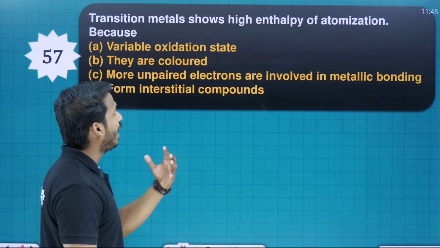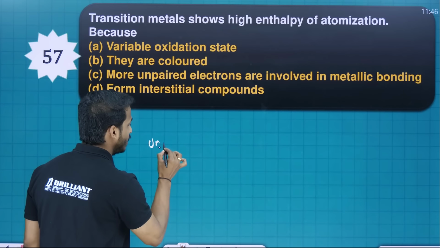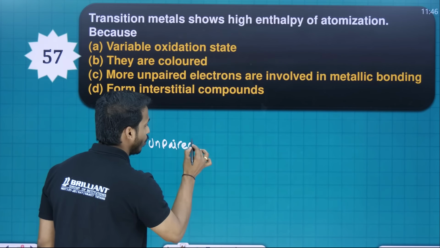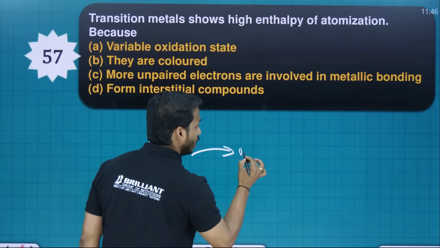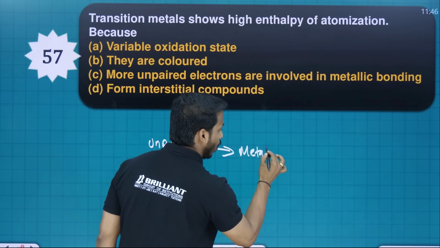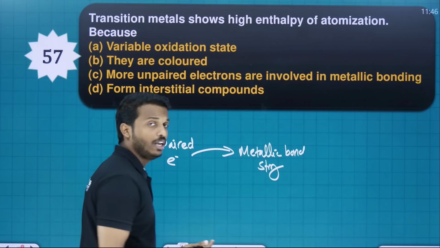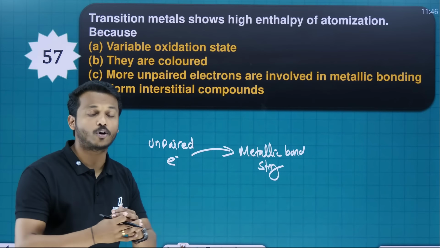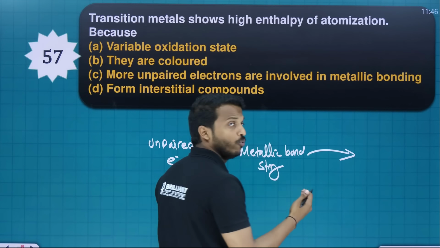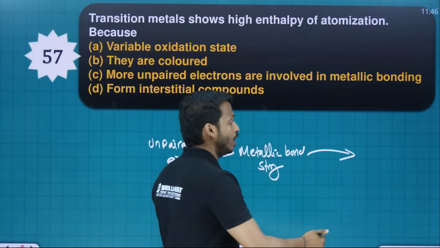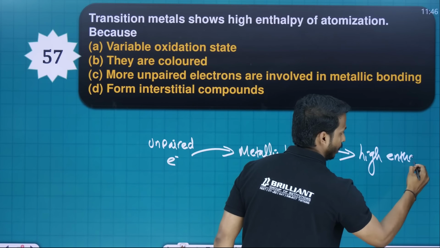Transition metals show high enthalpy of atomization. Why? We said that transition metals contain a high number of unpaired electrons. If they have more unpaired electrons, they form strong metallic bonds. The stronger the metallic bond, the harder it is to separate them. So that means they have high enthalpy of atomization.